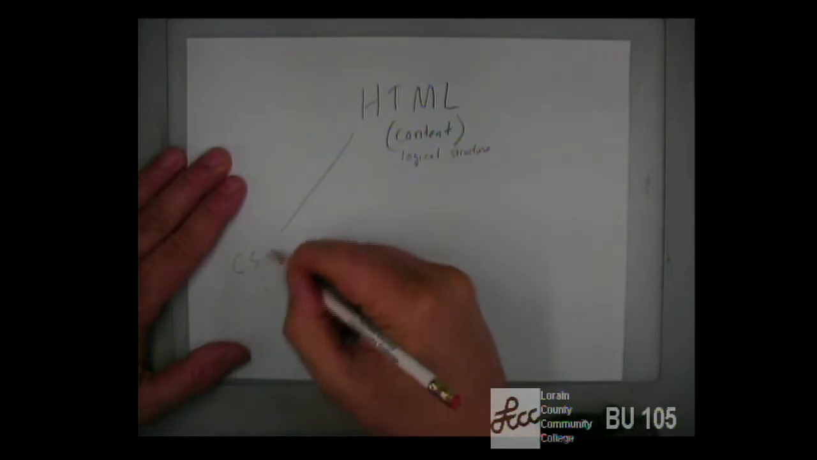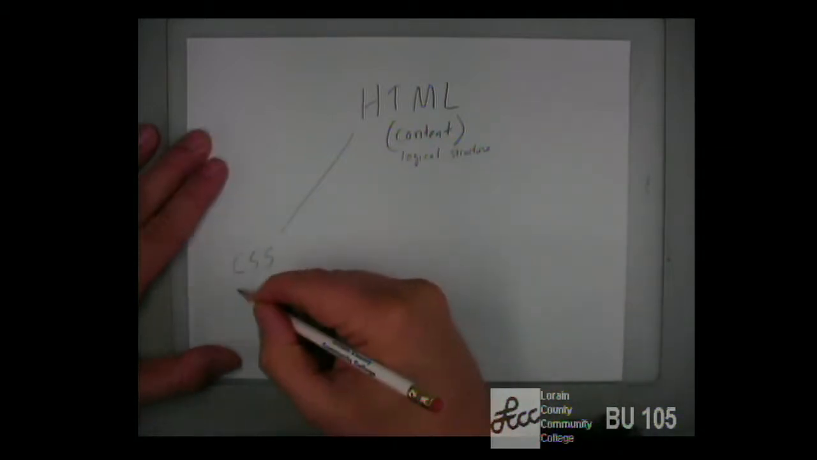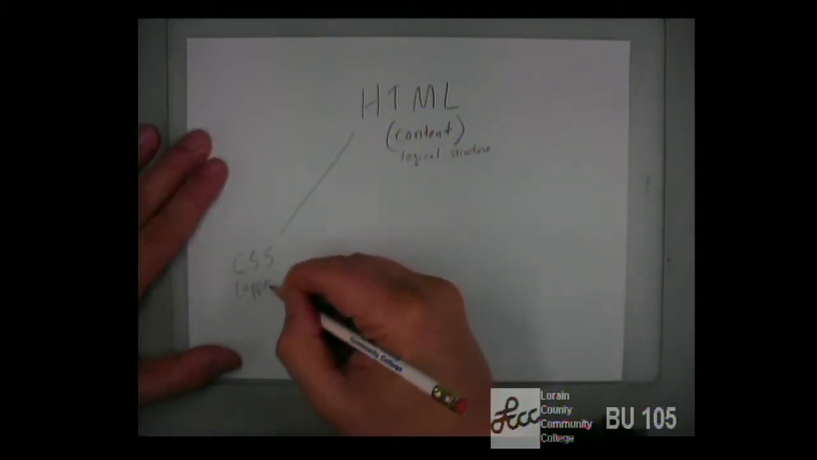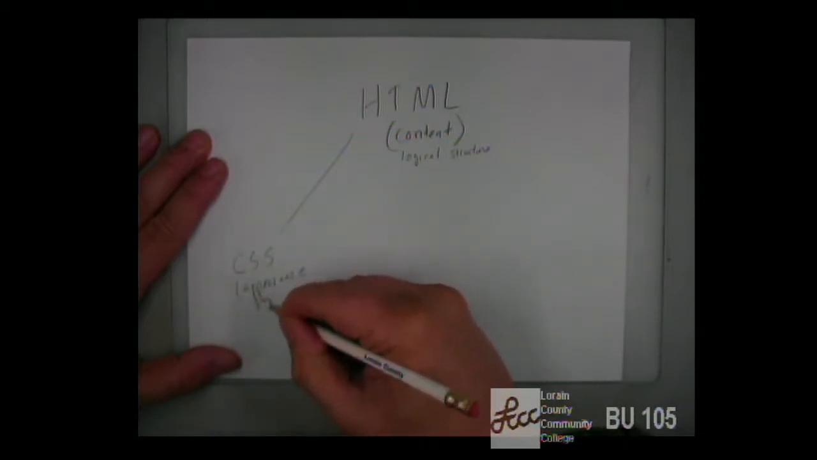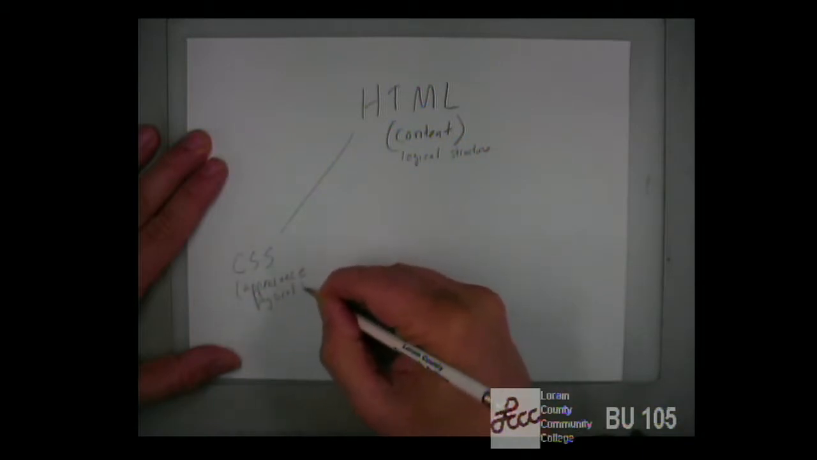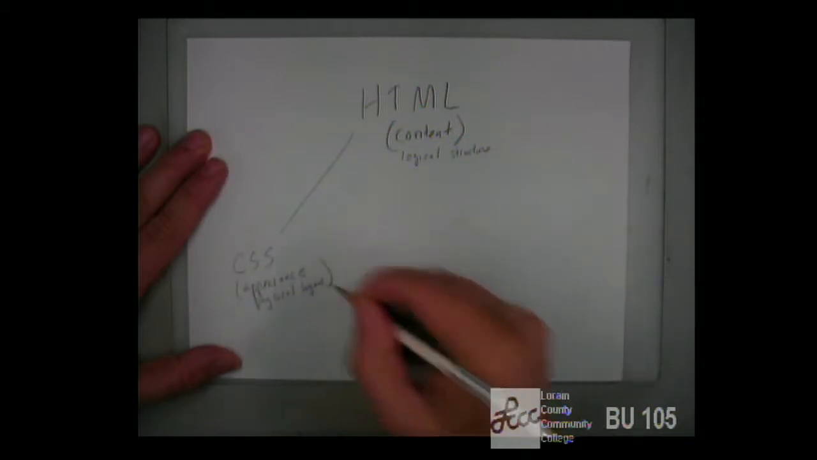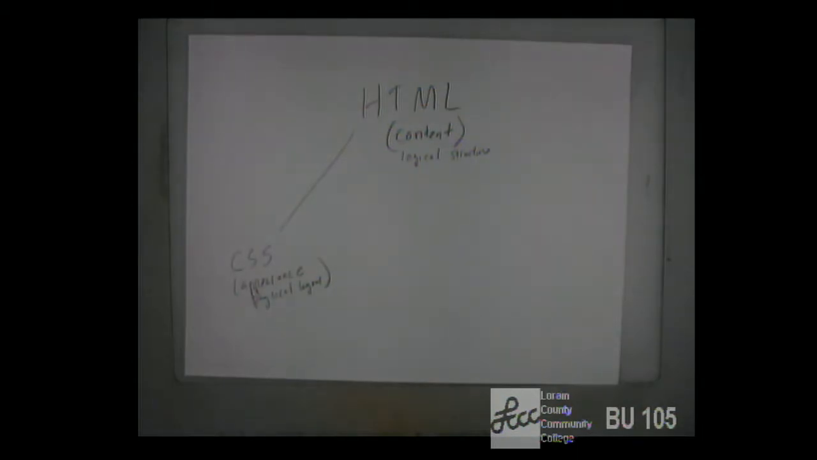CSS relates to the appearance, and the actual physical layout. So in HTML, we might define a list of links in a nav section. CSS will go and say, well, I want that nav section to take up 100% of the screen, and I want it to be blue, and I want the links to be white, and so on and so forth. All right.